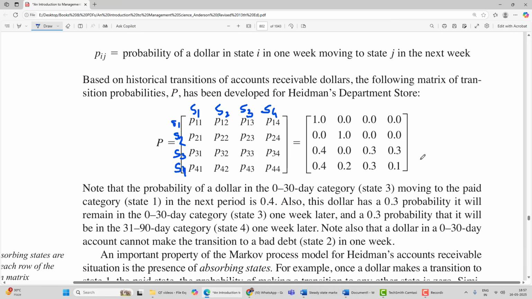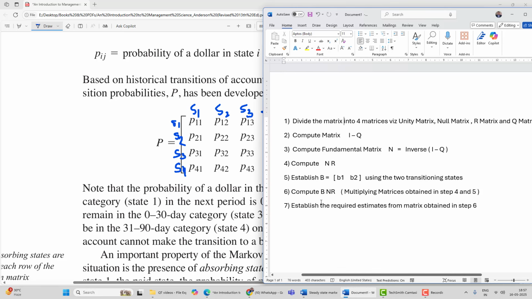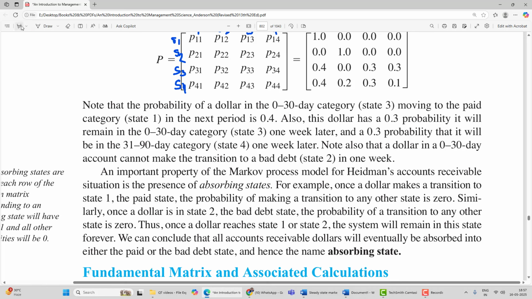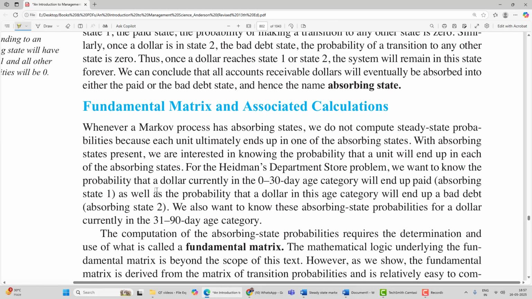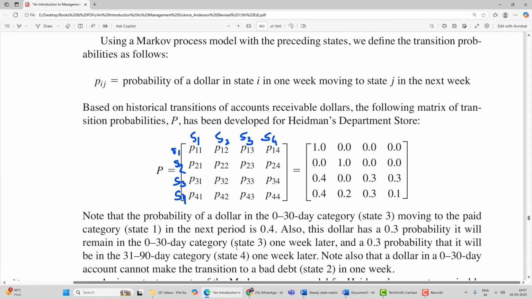Now how to solve this? There is a step-by-step process which I have also given you in a separate document, which can be used for your reference. As I have already mentioned, S1 and S2 are absorbing states, and the remaining are transition states. Now we are going to follow a 7-step procedure. This is a bigger problem for Markov, and sometimes it can be a compulsory question, usually 20 marks, hence you need to follow the steps properly.